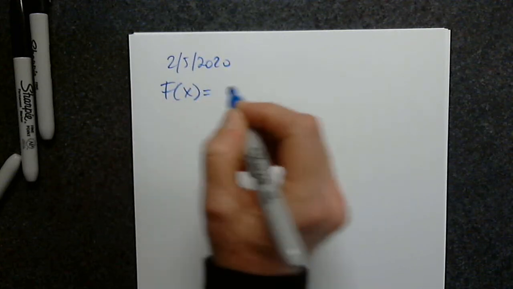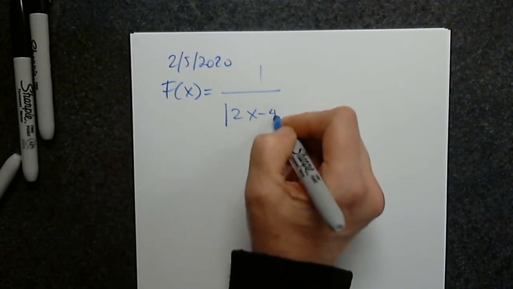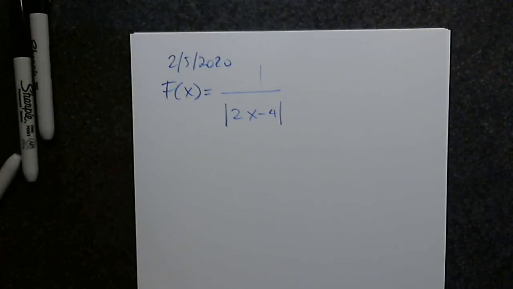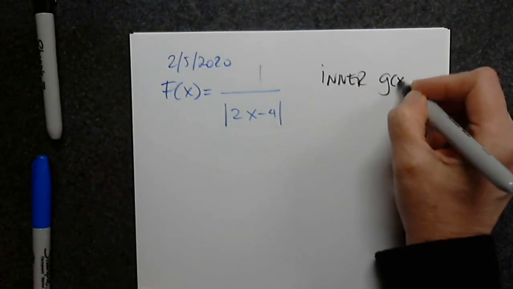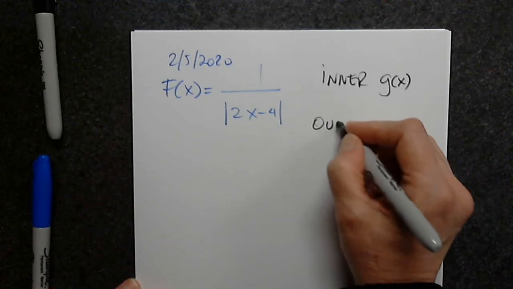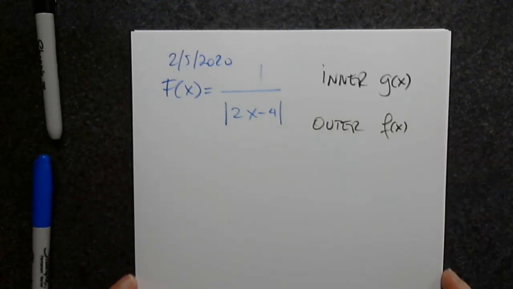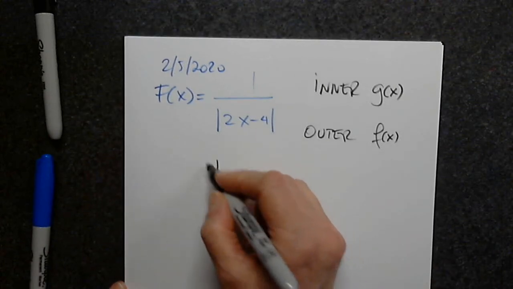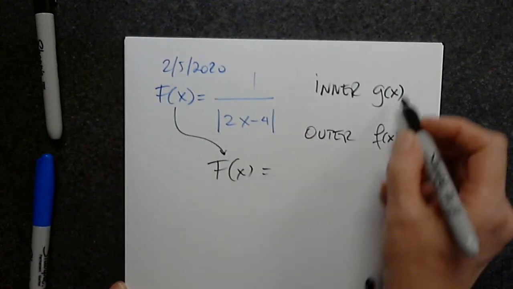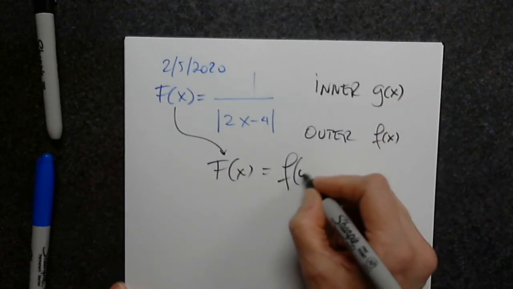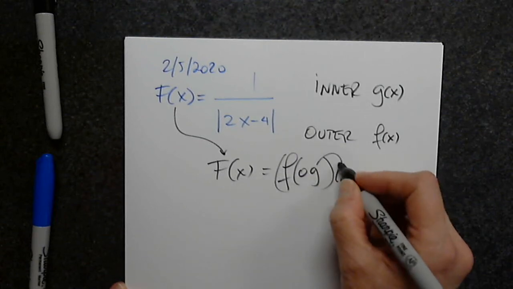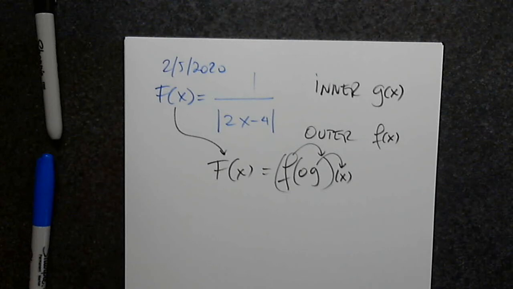Okay, perfect. So we have a function. We are given a function f of x, which is 1 divided by the absolute value of 2x minus 4. And they're asking us to decompose this function into an inner function, denoted by g of x, and an outer function, denoted by f of x, such that this function is the function composition of these two. If g is the inner, then g has to be closer to x. This is the inner, and then this is the outer. So f composed with g.